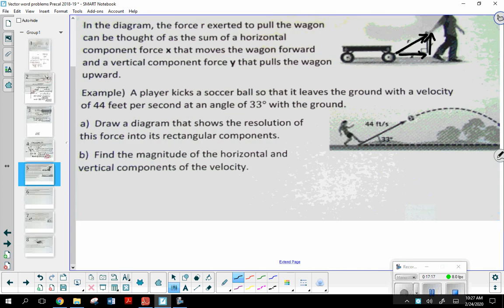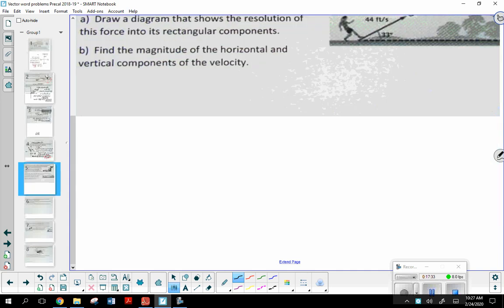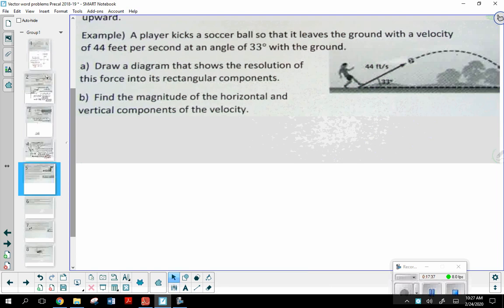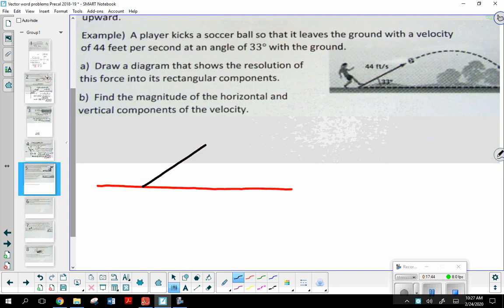It says a player kicks a soccer ball so that it leaves the ground with a velocity of 44 feet per second at an angle of 33 degrees with the ground. A, draw a diagram that shows the resolution of this force into its rectangular components. Okay, so basically we have it here. We just haven't drawn the rectangular components. Let's say that this red line here is the ground. Okay, so remember we're in a 2-dimensional setting, so the ball is kicked up and to the right.